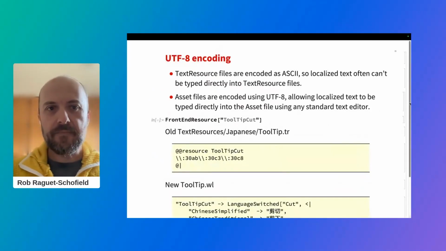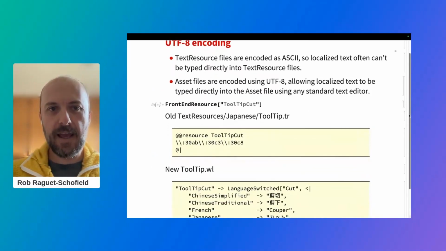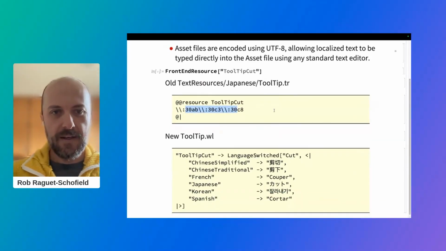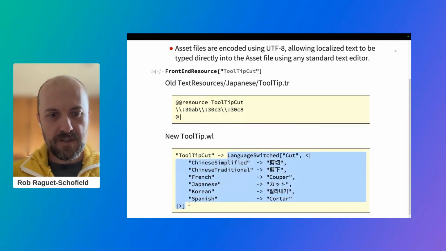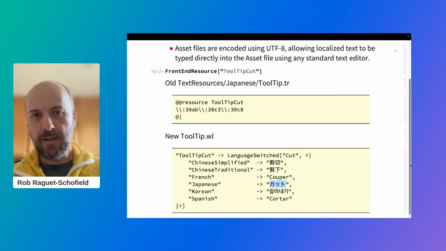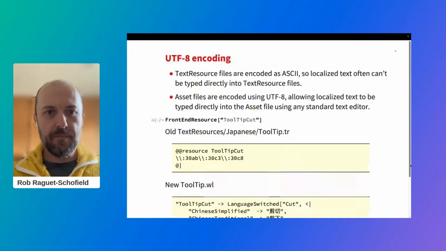UTF-8 encoding. Text resource files are encoded in ASCII, which made it difficult to type in certain languages. Asset files are UTF-8 and can be typed in directly. The old version of tooltip.tr for Japanese had text that looked like this, which is not Japanese. This is an ASCII representation that gets converted to the Japanese text. But when we're using UTF-8, we can just type in a text editor. We can type these values directly and they show up, and it's just easier to work with. So those are the benefits.